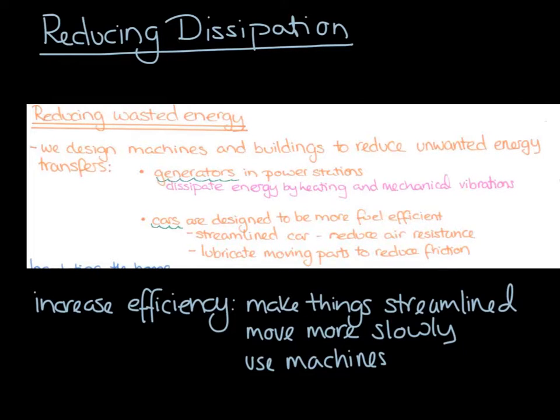Now remember, in our previous topic, right at the beginning of the year, when we were talking about efficiency, because obviously the more efficient a transfer is, the less energy will be dissipated, we said that we could increase the efficiency of transfers by making things more streamlined, making things move more slowly, and also by inventing and using machines to do jobs for us rather than doing jobs lots and lots of times. We could use a machine to do the work for us.